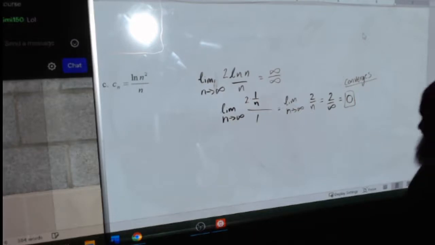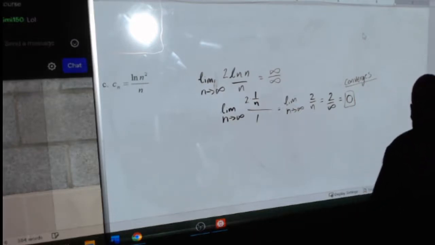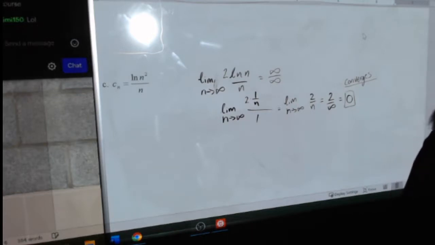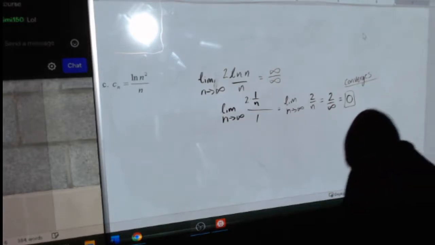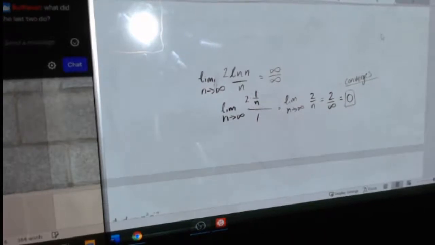So I think I have one more example using L'Hopital's rule. I'll just leave that there for a second in case you guys are copying or have questions.